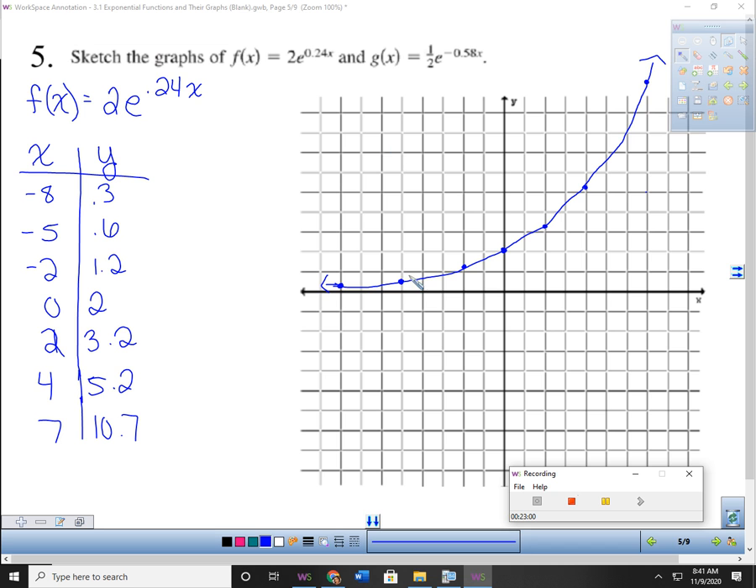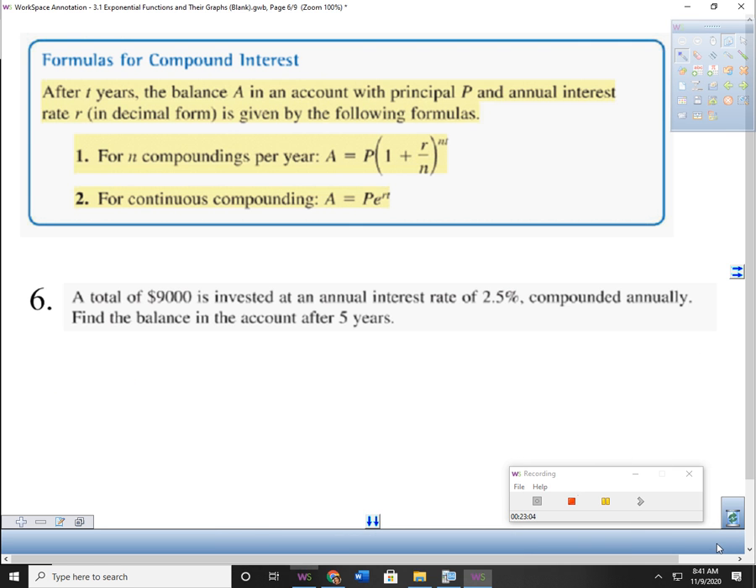Okay, we're not going to plug in the second one. I think that we're good there.